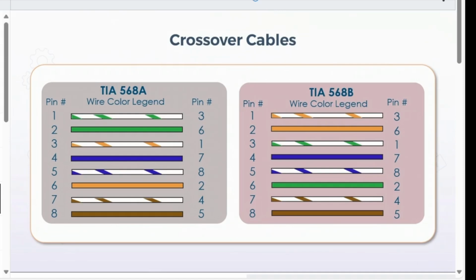So in both 568A and B, the pin configuration is the same. It's just the colors that differ. So in both cases, from one end to the other, pin 1 connects to pin 3, pin 2 connects to pin 6, pin 3 connects to pin 1, 4 connects to 7, 5 connects to 8, 6 connects to 2, 7 connects to 4, and 8 connects to 5. As for the colors, the pattern on the end labeled in sequence from 1 to 8 in this graphic matches the sequence for their respective 568A or B standards just mentioned.